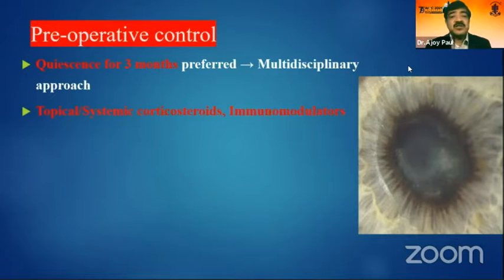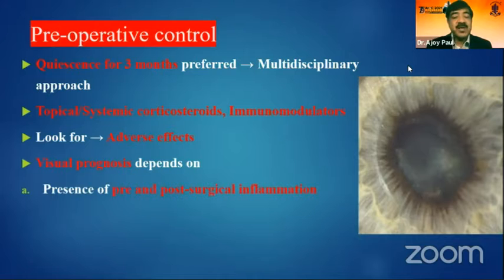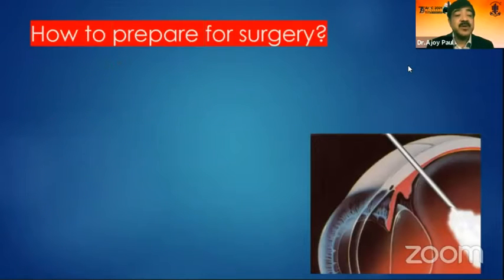Topical, systemic, corticosteroid, immunomodulator, whatever way, you just make the eye quiet. And look for adverse effects. Visual prognosis depends basically on the presence of pre and post-surgical inflammation, quality and efficiency of surgery, and of course, management of complications.